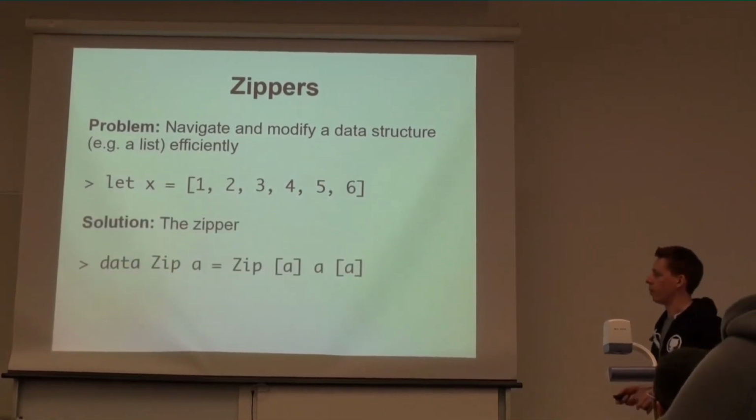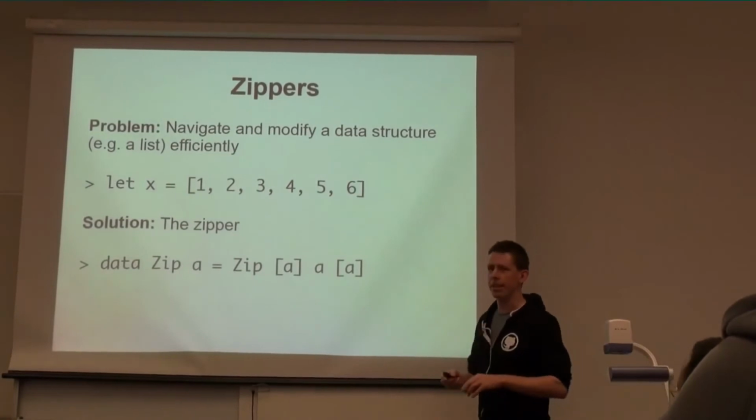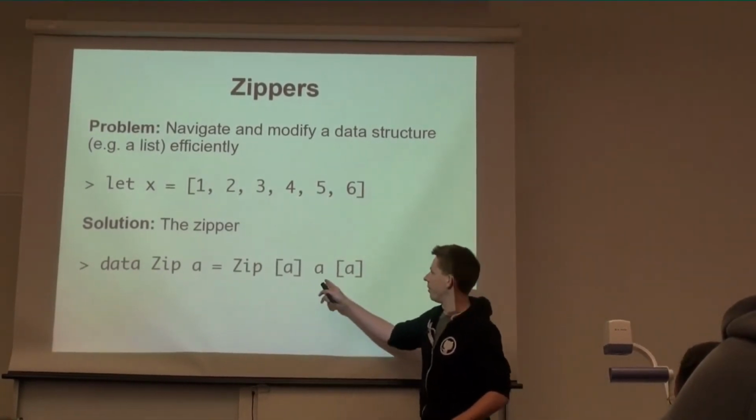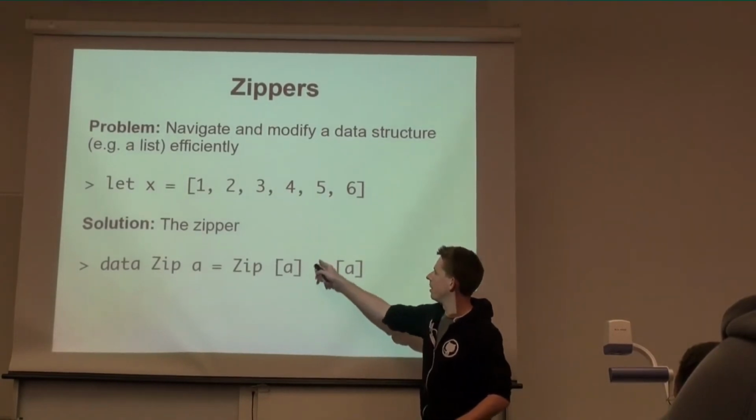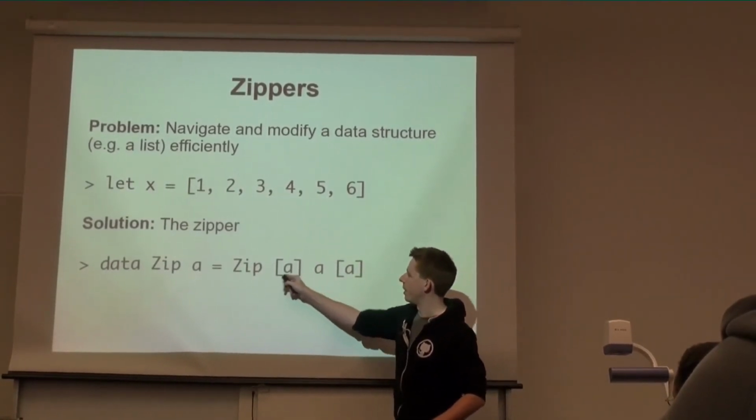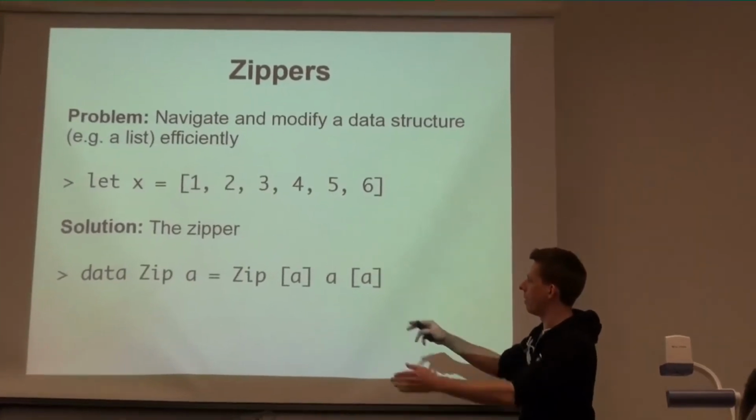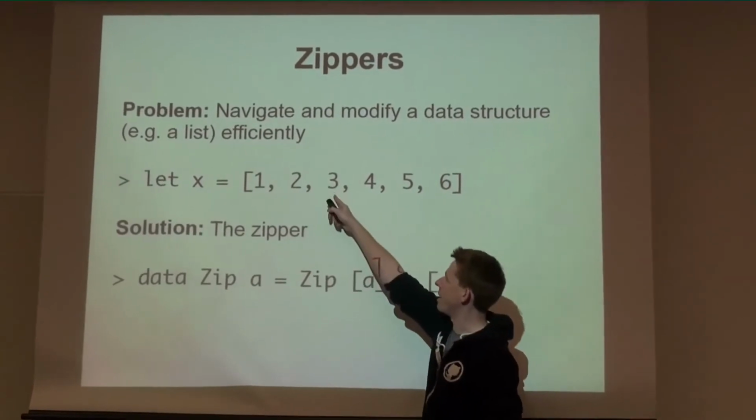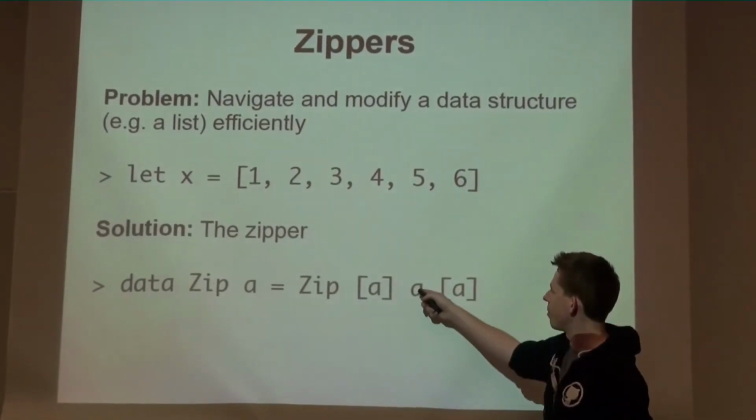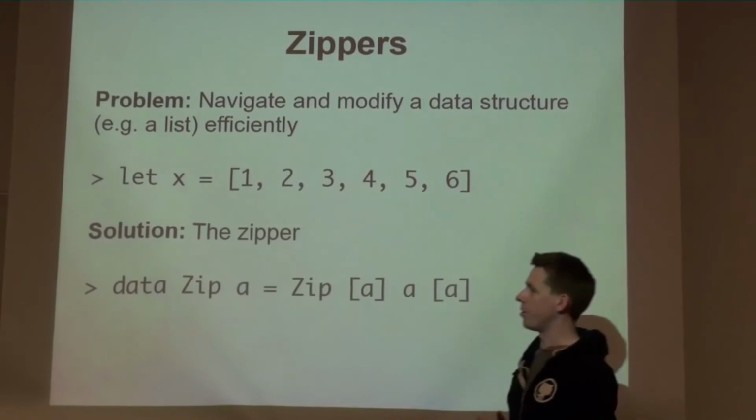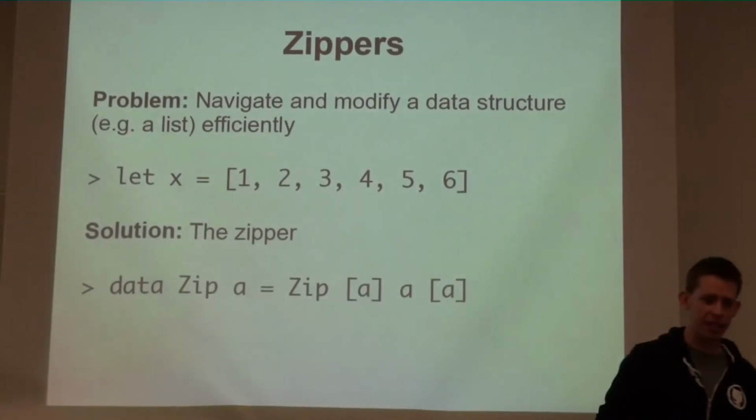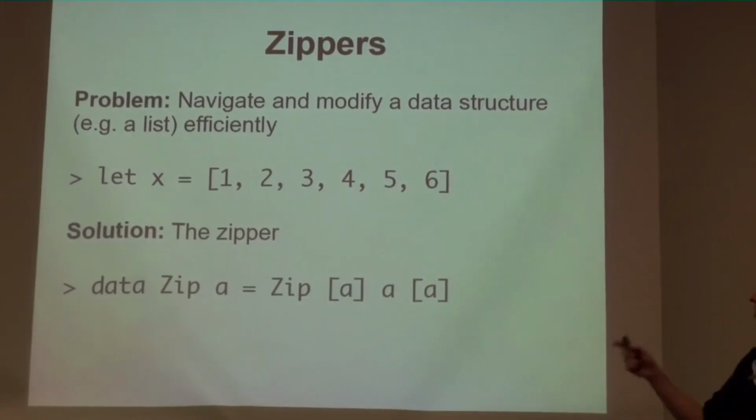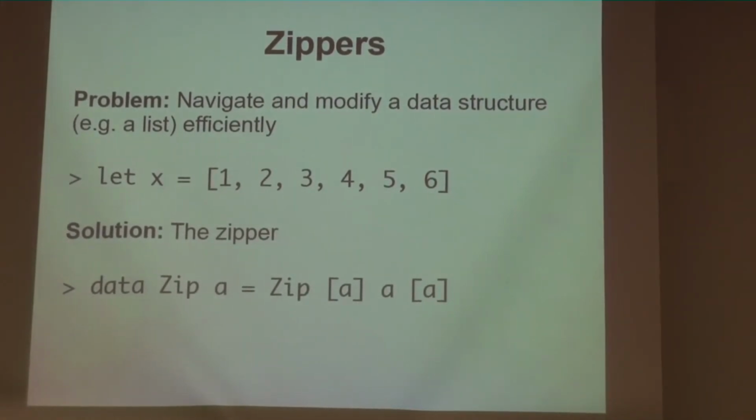So the way that a zipper works, it's like a data structure that has a focus point, right? So the focus is on one of the values, and then you have the list of things before that value and the list of things afterwards. So if we wanted to put the focus on 3, say, then this value would be 3, the list before would be 1 and 2, the list after would be 4, 5, and 6. And this lets you quickly move around and change the focus of where you're at inside this data structure.